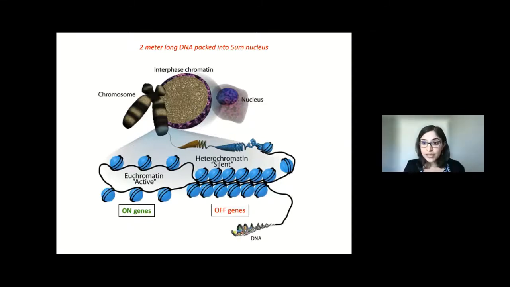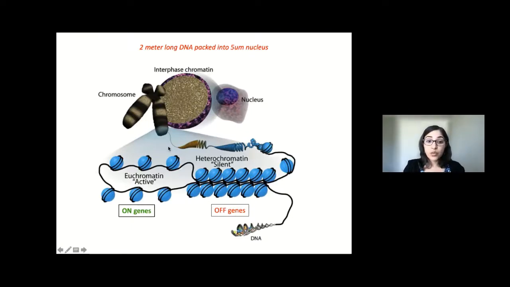Now, while packaging this, you can also regulate which genes are expressed. So which part of the DNA is accessible for it to make the protein and which part is not. For instance, here you have these beads quite tightly packed. That means factors which bind to DNA to make protein cannot access this. So these genes will be off.